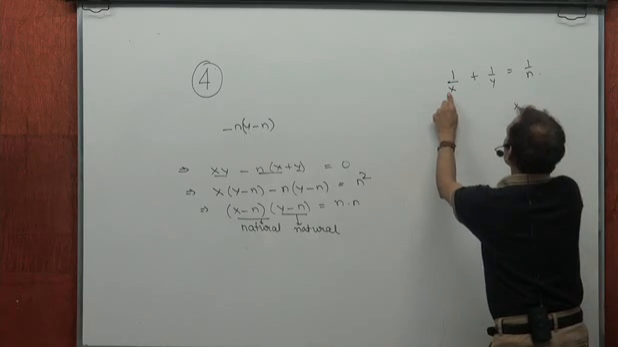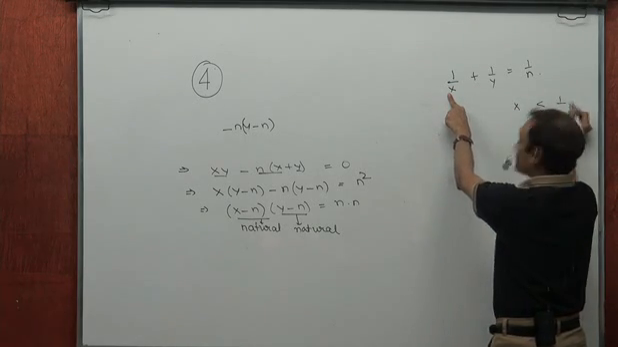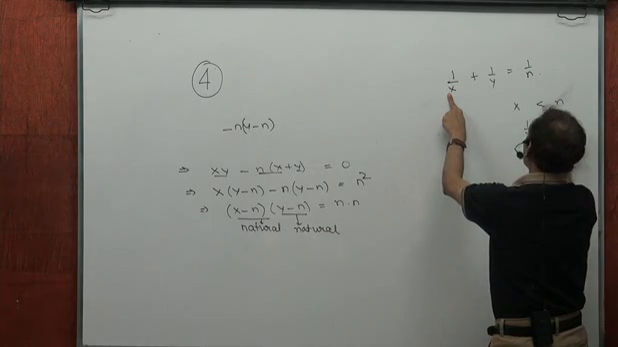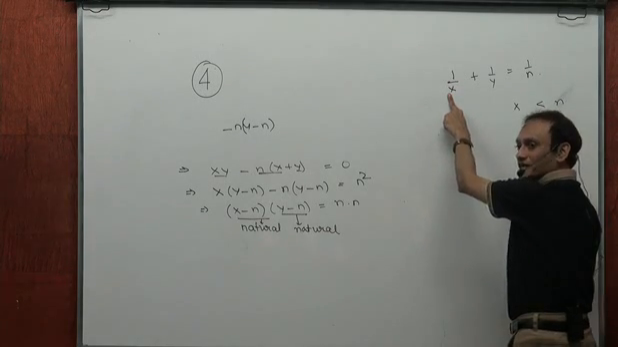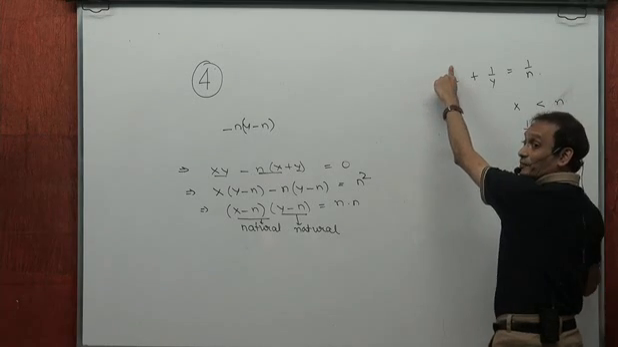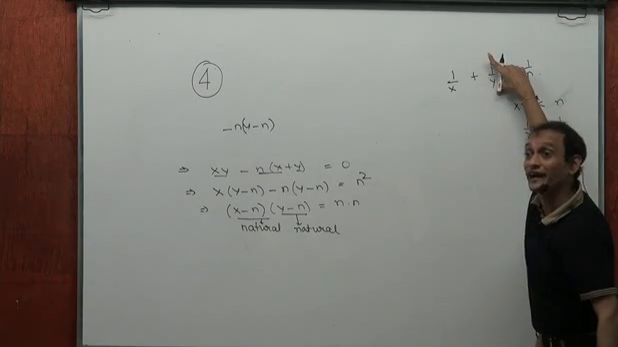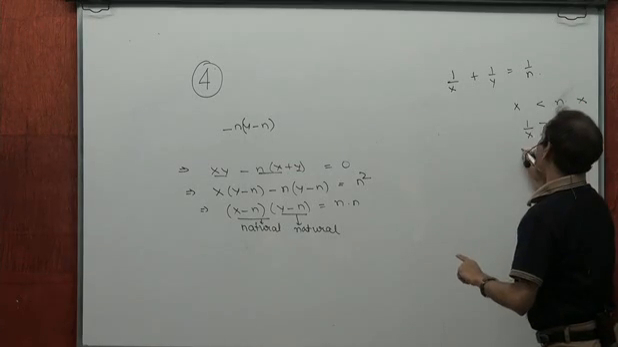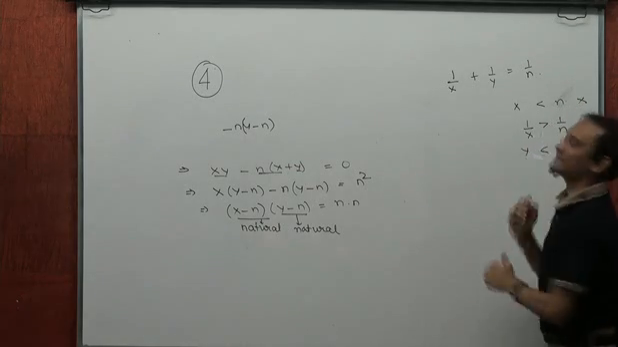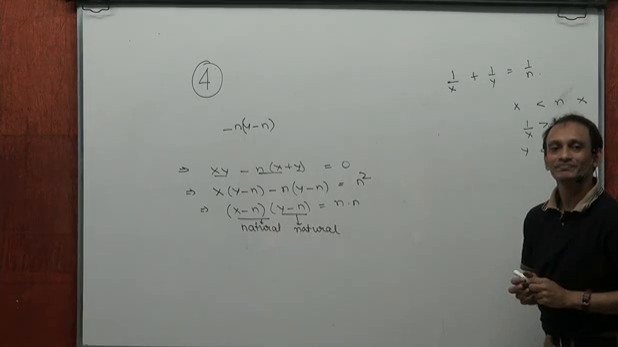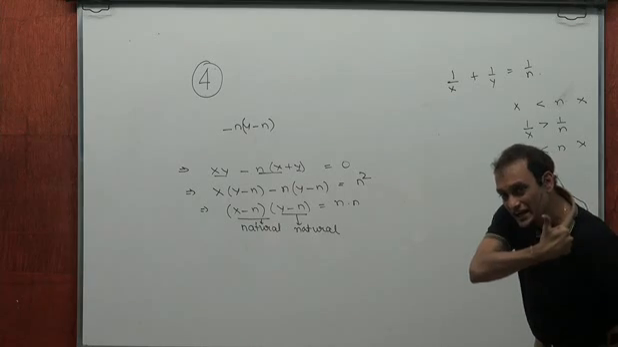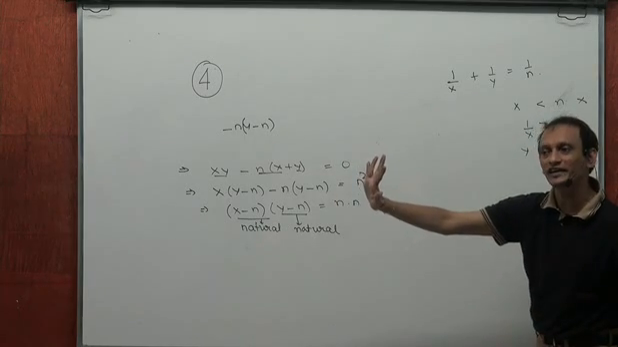If x were to be less than n, then 1 by x will be greater than 1 by n, isn't it? So this will become greater than 1 by n. The left hand side will therefore be rendered greater than 1 by n. So x cannot be less than n. Similarly, y cannot be less than n. x and y therefore both have to be strictly greater than n. Are you all there with me on this?